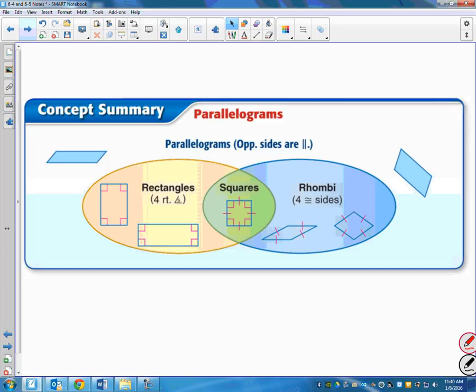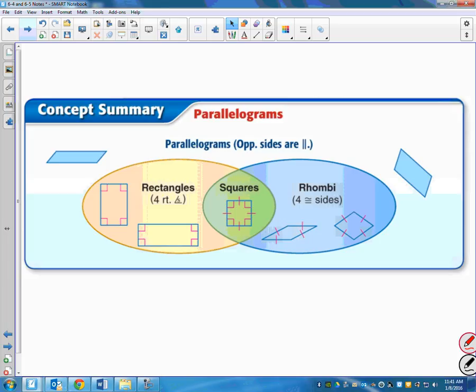And so then it just shows how you have rectangles, and a square fits into the category of rectangles. You have rhombi, and a square also fits in there. And so a square is a parallelogram, it's a rectangle, it's a rhombus, and it also fits the category of a square. So you could actually name a square all four of those things. But most specifically, you would call it a square. So I don't know if that's helpful or not, but I thought it was kind of a good picture.